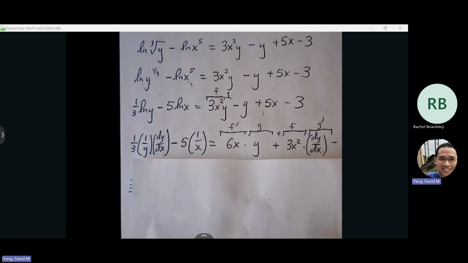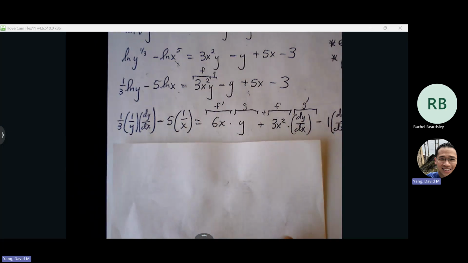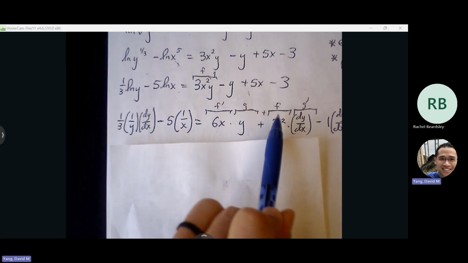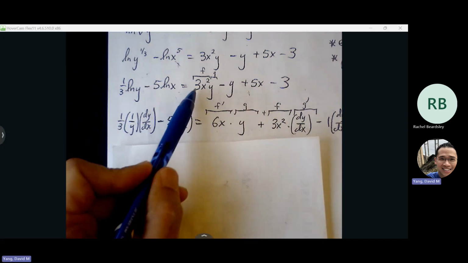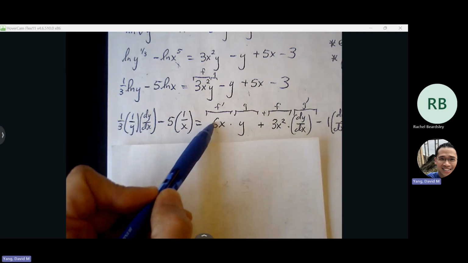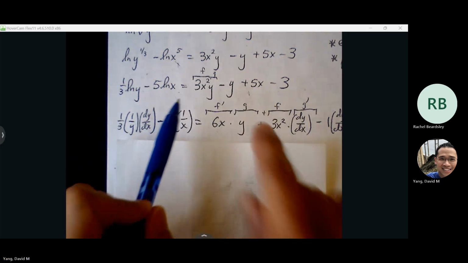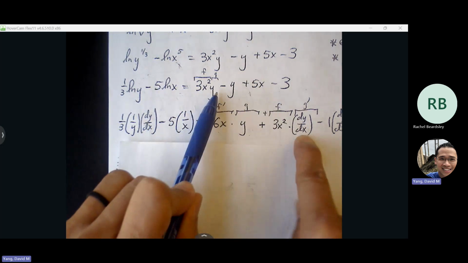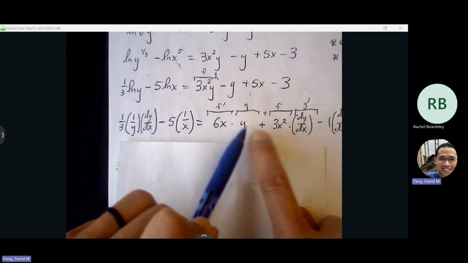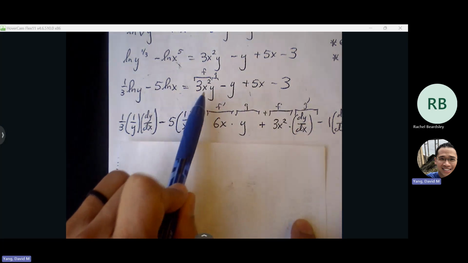Now I spell out my product rule for 3x squared y. So I have my f prime g plus f g prime. F prime is the derivative of 3x squared, which is 6x. We keep the y function. Back to f, 3x squared, g prime, y becomes dy dx. So now we're done with product rule for that 3x squared y.